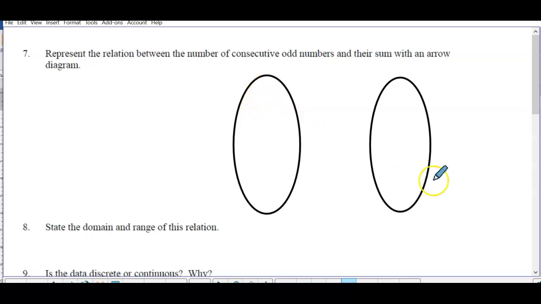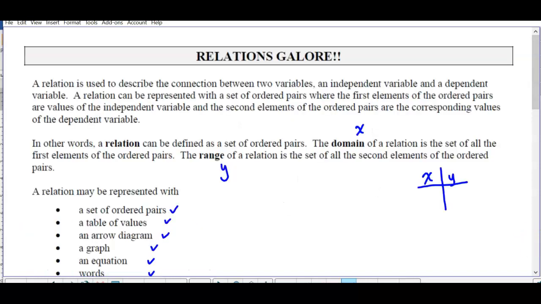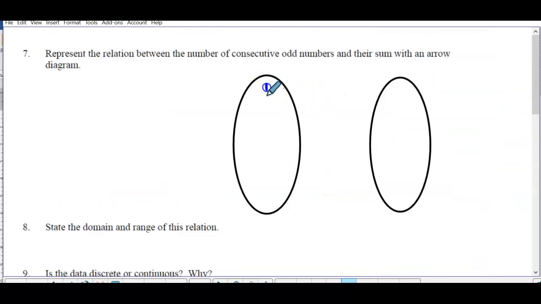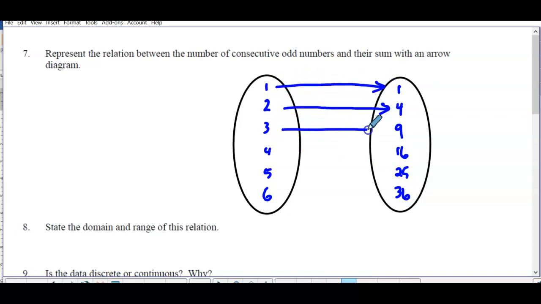Okay, so in our chart, what did we go up to? We went up to 6, I think. Okay, so we'll go 1, 2, 3, 4, 5, 6. And then we had 1, 4, 9, 16, 25, 36. And then just arrows that match them up. In this case, both the domain and range are in order, so the arrows will be horizontal like that. And this will be the number of consecutive, and this will be the sum.